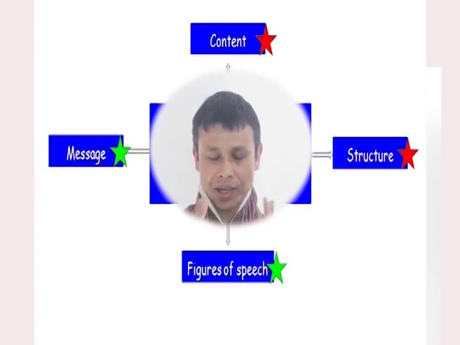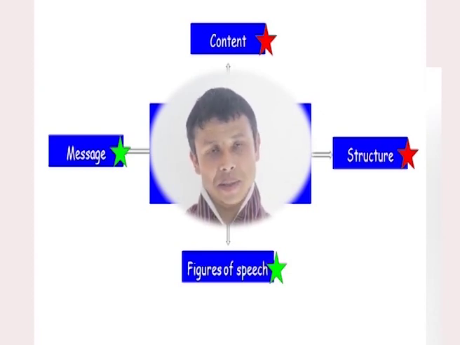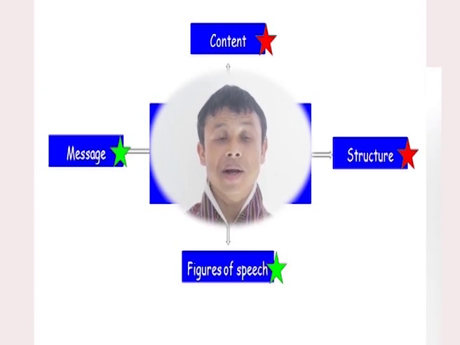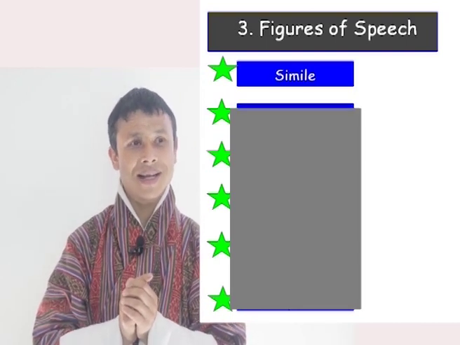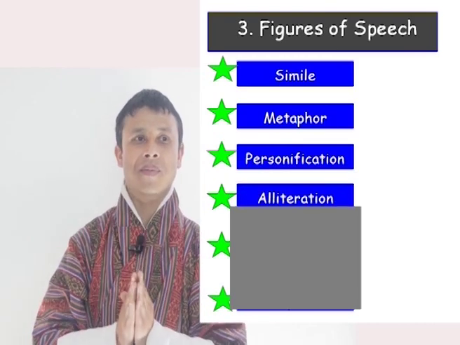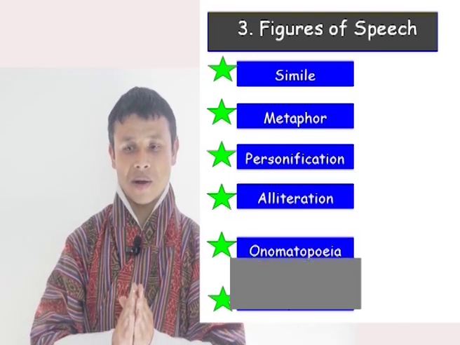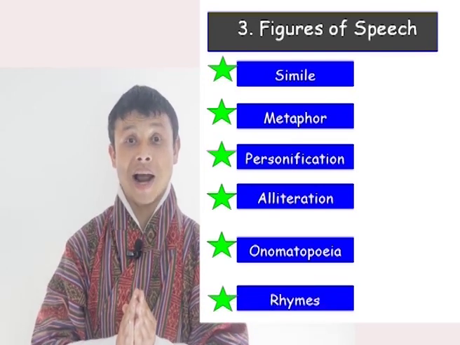Now we have just finished with content and structure. Now we are left with figures of speech and the message. Let us look at the figures of speech now. In this lesson, I will cover figures of speech. The first one, simile. Second, metaphor. Third, personification. Fourth, alliteration. Fifth, onomatopoeia. And the sixth is the rhymes.